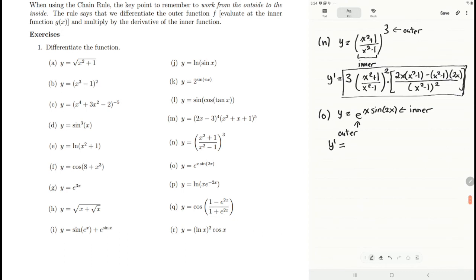So the derivative of the outer function, which is the exponential, will be itself. So that is e to the x times sine of 2x. And then we multiply this by the derivative of the inner function. So here we apply the product rule. So we'll call x as our f. The sine of 2x is our g.